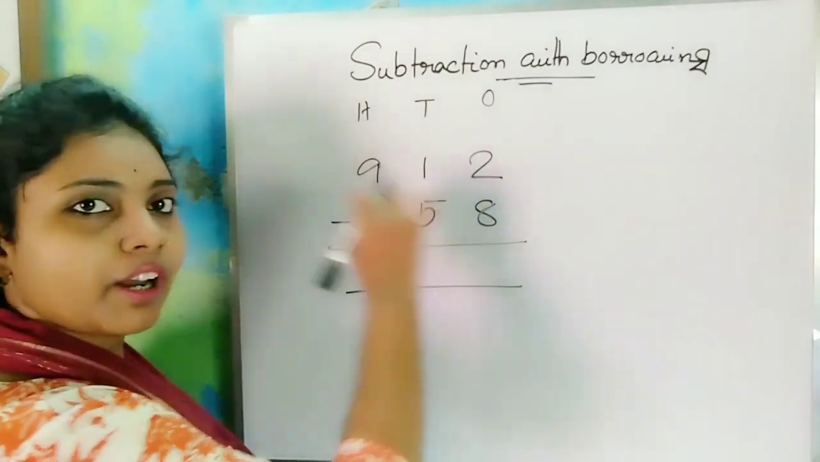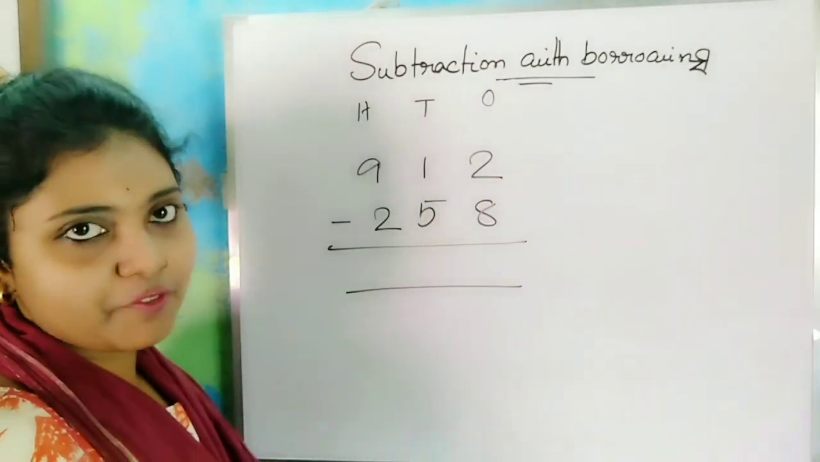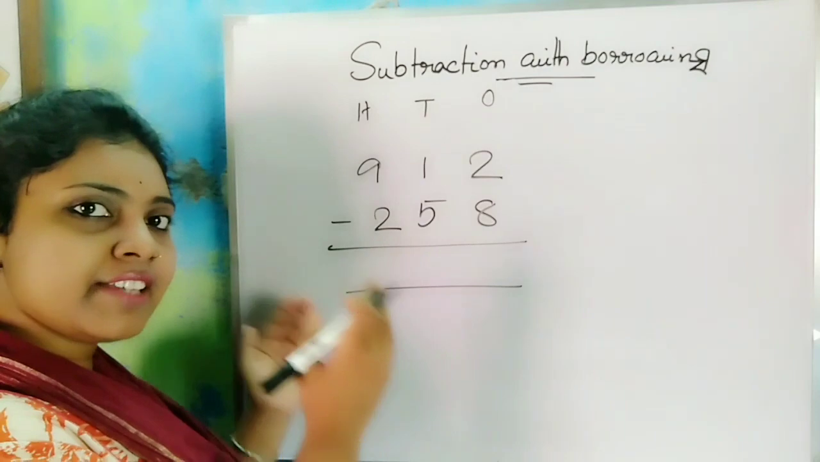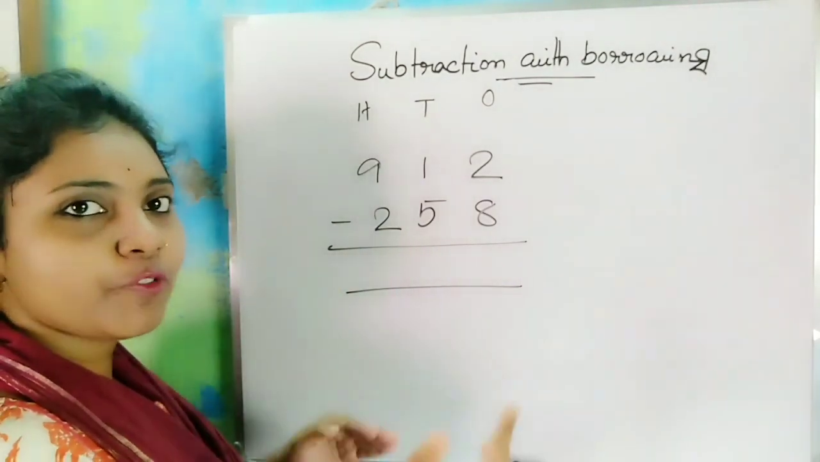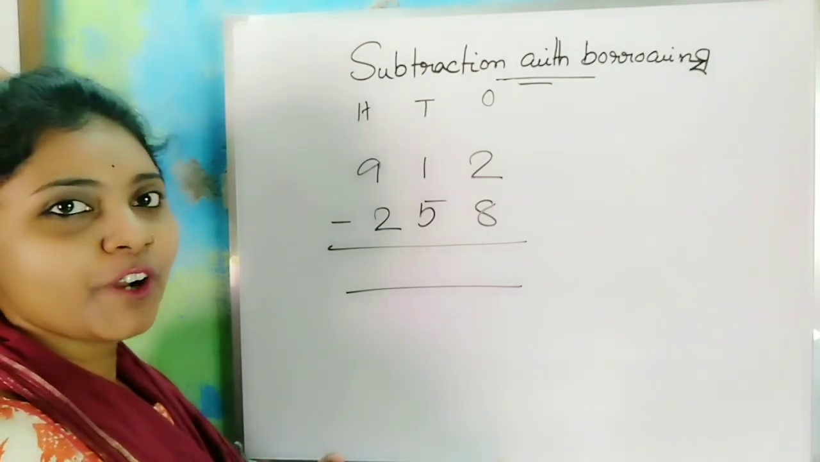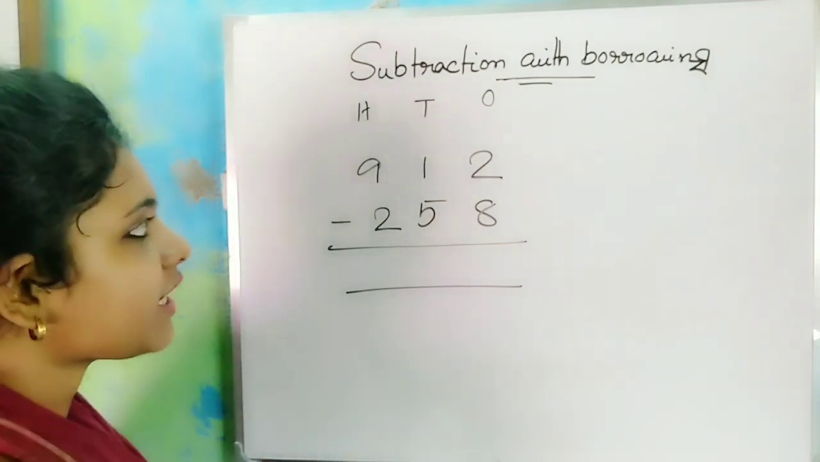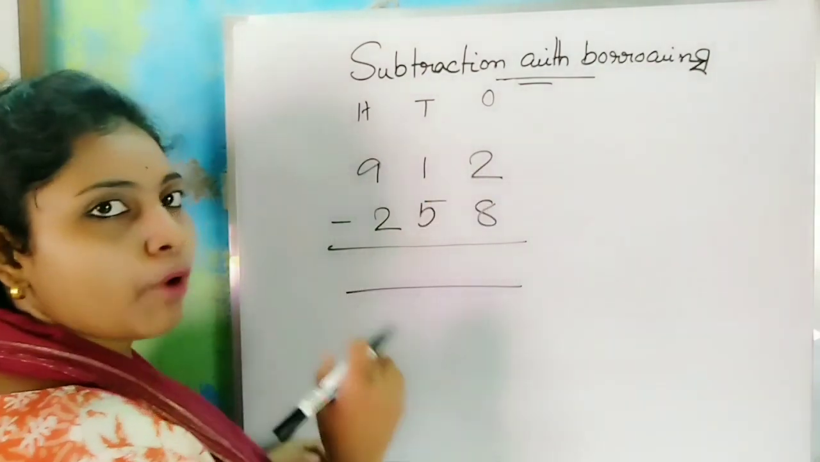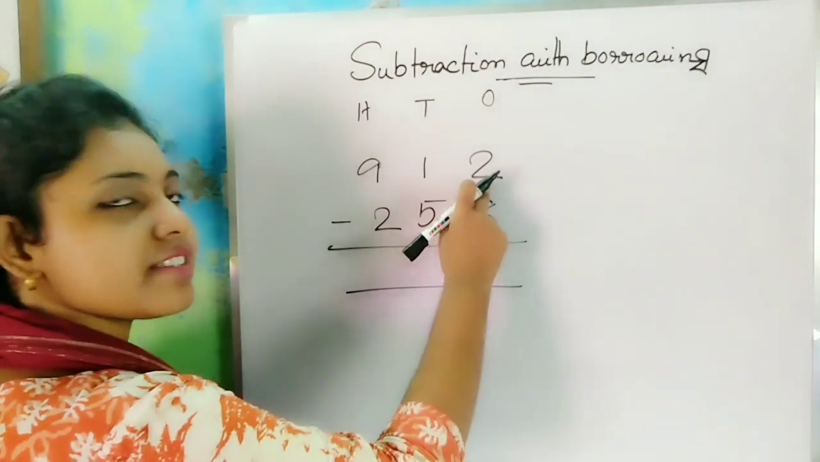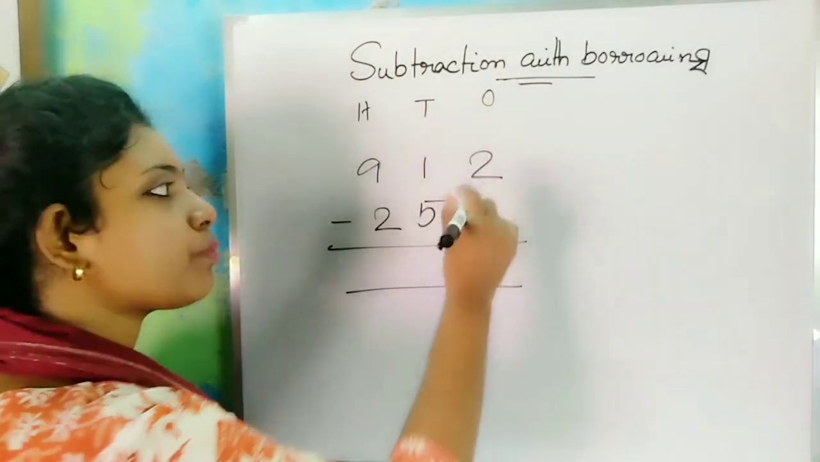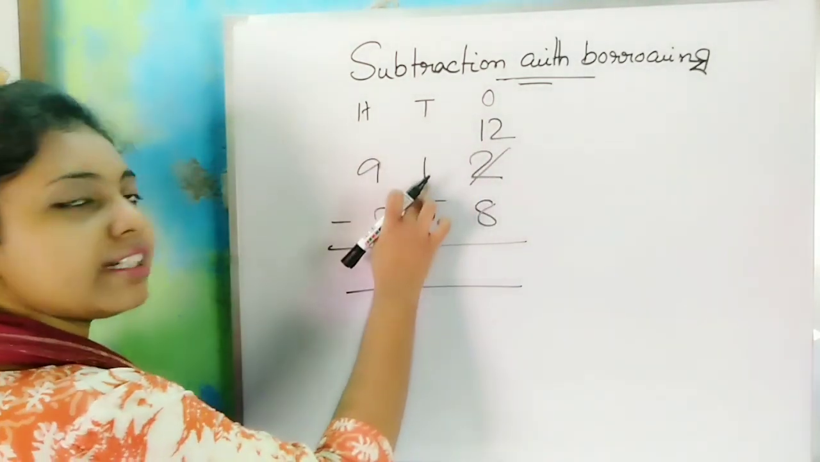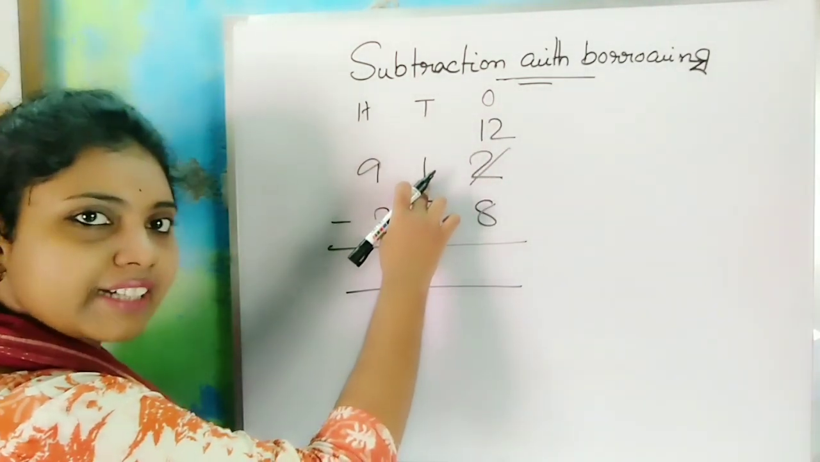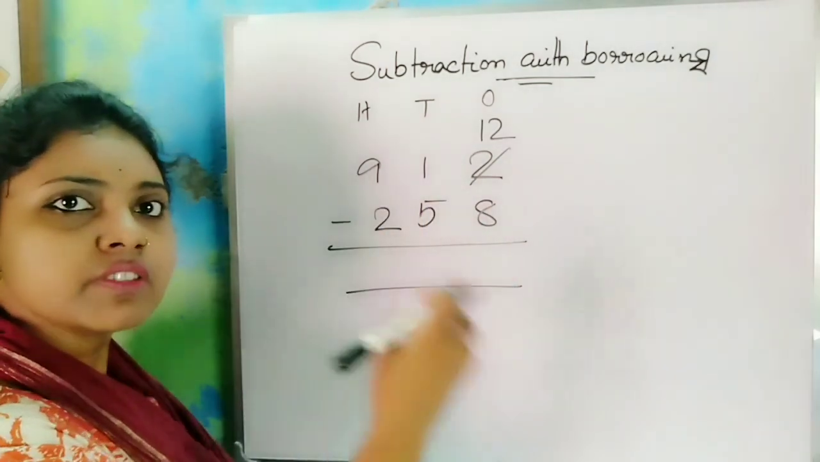Again 1 is smaller than 5. So this is the subtraction with borrowing from tens and ones place. So we have to borrow. At first we have to borrow from tens place, then we have to borrow from hundreds place. So see, at first we have to borrow from tens place. That is here 2. So 10 plus 2 means 12, and I have borrowed 1 from this place, that is 1. So 1 minus 1 means 0.